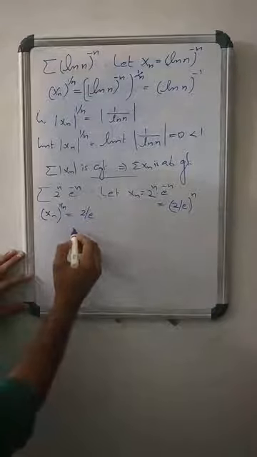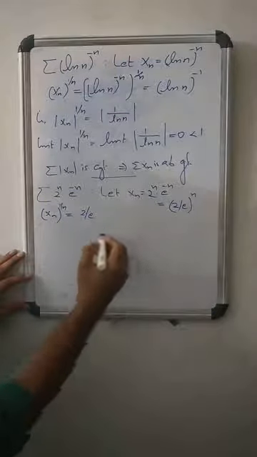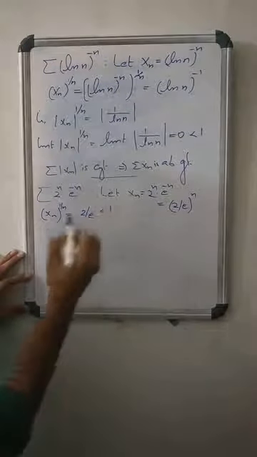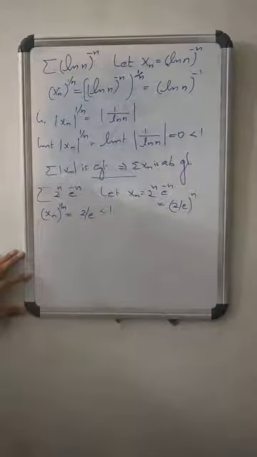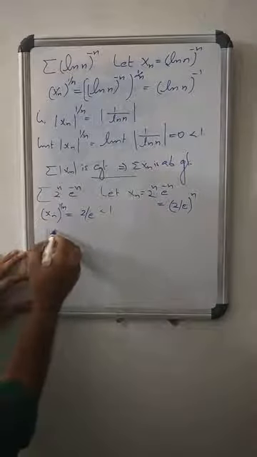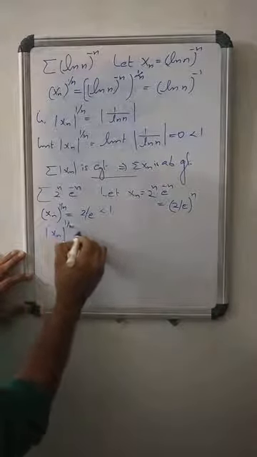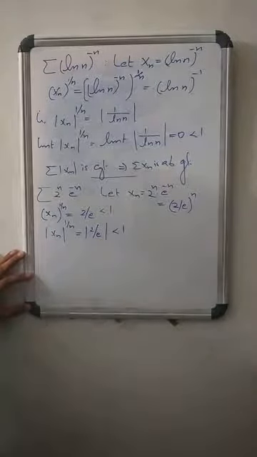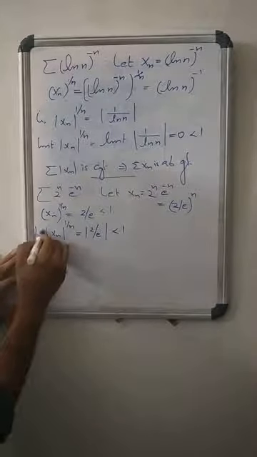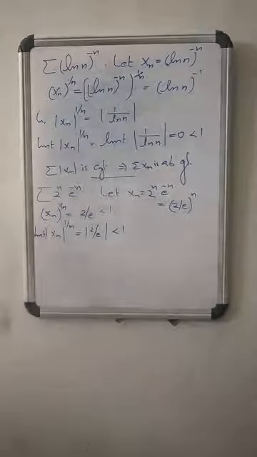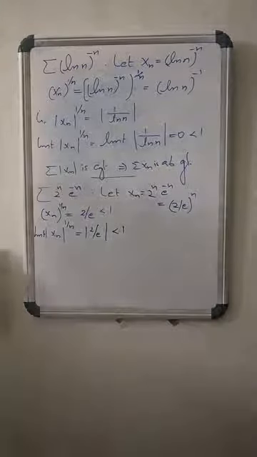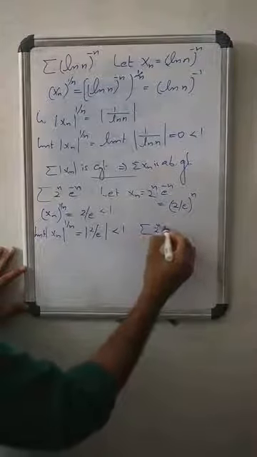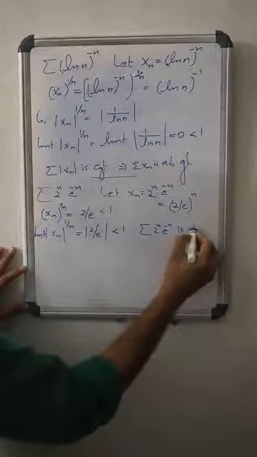What is 2 by e? Is it greater than 1 or less than 1? e lies between 2 and 3, so 2 by e is strictly less than 1. Therefore modulus of xn to the power 1 by n equals modulus of 2 by e, which is strictly less than 1. Its limit is strictly less than 1. So by the root test, the given series sigma 2 power n e power minus n is absolutely convergent.